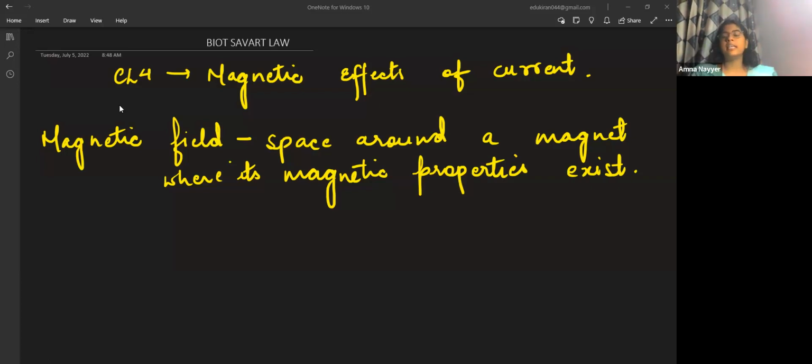So, we had seen one thing, that was electrostatics. In electrostatics, what did we see? Charges were at rest. There were certain properties that emerged due to the presence of a charge. Like we had seen the concept of electric force, the concept of electric field, then the concept of electric potential. All these we had seen.